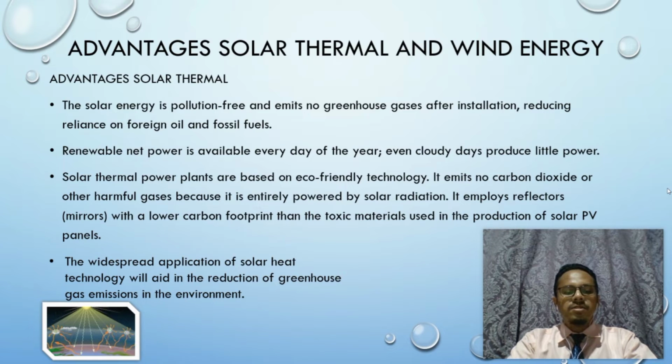The dish-shaped structure is so adaptable that it can be installed on a roof. Solar thermal power plants are based on eco-friendly technology. They emit no carbon dioxide or other harmful gases because they are entirely powered by solar radiation. They employ reflector mirrors with a lower carbon footprint than the toxic materials used in the production of solar PV panels. The widespread application of solar heat technology will aid in the reduction of greenhouse gas emissions in the environment.